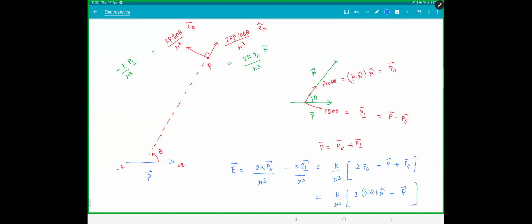Quite useful. If someone gives you some random directions, say p bar is 2i minus 3j plus 4k, 3-dimensional, and they say r bar is some i minus j plus k, normally you can't see and tell who is radial and who is tangential. In that case, this will be quite useful. Clear what we did? Just all vector resolutions.